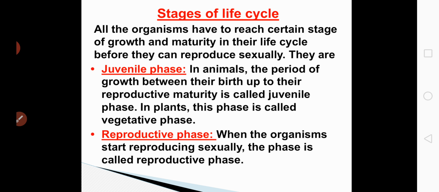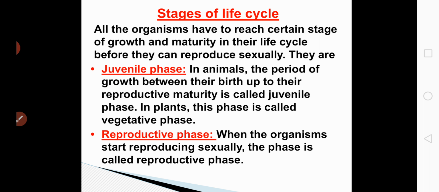And this juvenile phase in plants is called the vegetative phase. In animals it is called the juvenile phase, whereas in plants, instead of juvenile phase, it is called the vegetative phase. So the vegetative phase is the phase between their birth up to their reproductive maturity. Am I clear? So that is about the first stage of life cycle.